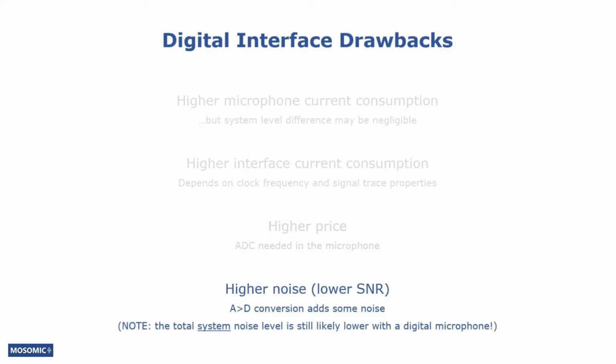The analog to digital conversion introduces some noise to the signal. Therefore, the signal-to-noise ratios of digital microphones tend to be a little lower than the SNRs of analog microphones with the same acoustic sensor. The differences are typically quite small.